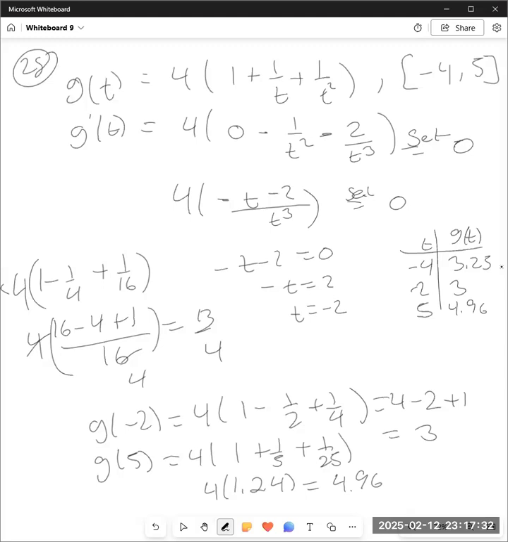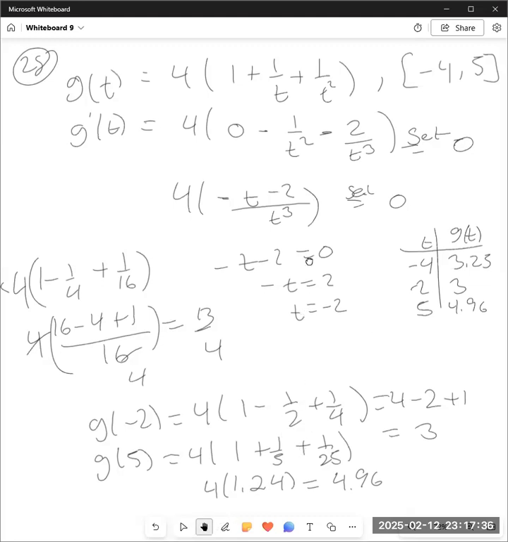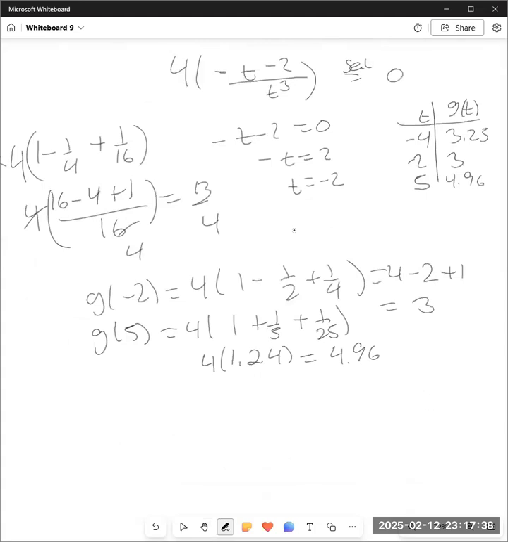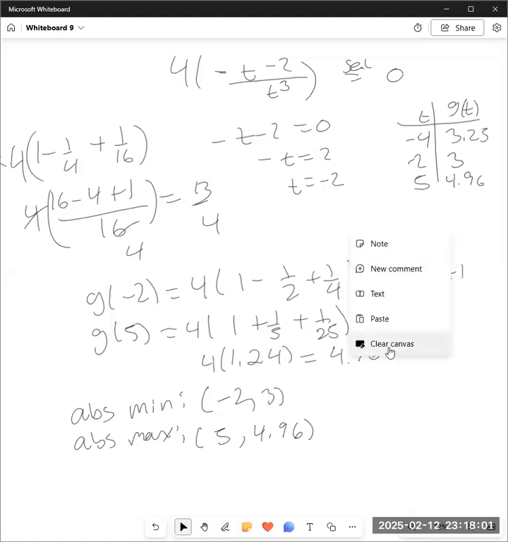But that means that my absolute min is at -2, 3. My absolute max is at 5, 4.96. Let me go back and do number 27 now.